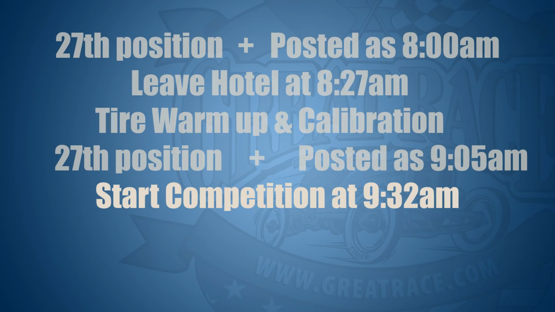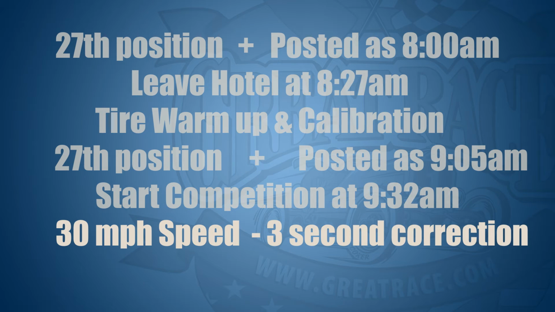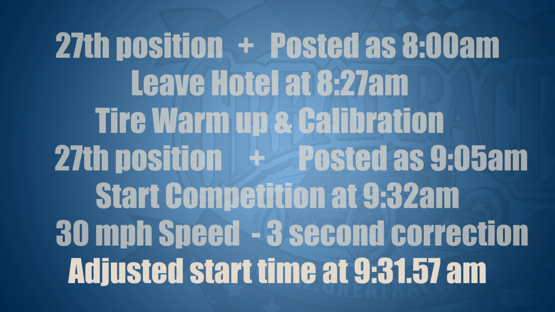Now let's fast forward back to Great Race Day, and we're starting at this specific sign we're talking about. This is the start of the day. 9:05 start time, car number 27. 9:32 is your start time, and the start speed's 30 miles an hour. Now we know it takes 3 seconds to get from 0 to 30 miles an hour. So we're going to start at that sign 3 seconds early to make us on time. So now we're going to start at 9:31 and 57 seconds.